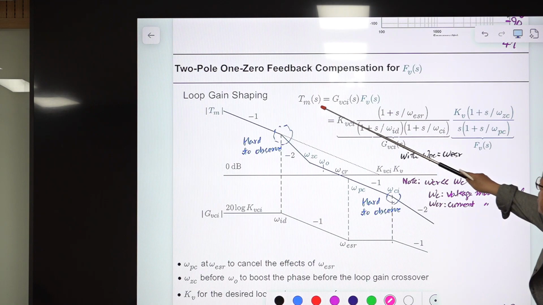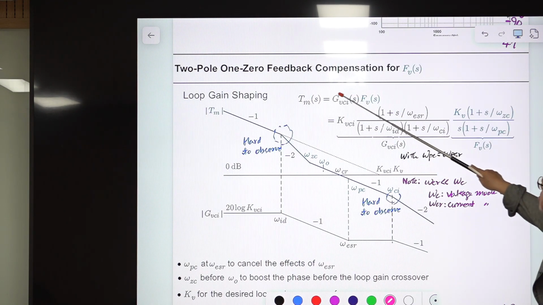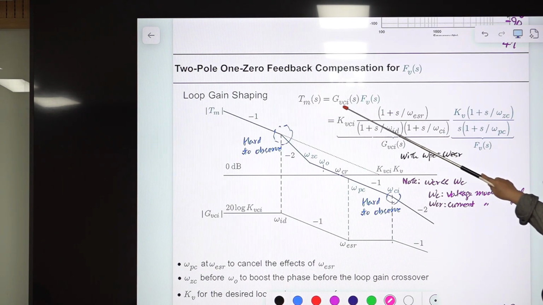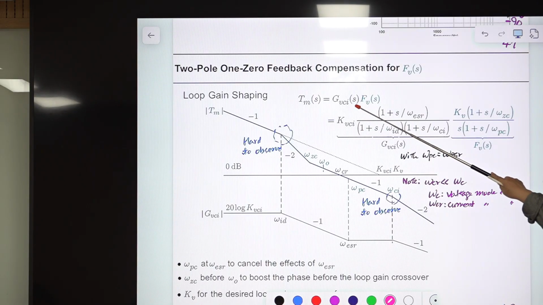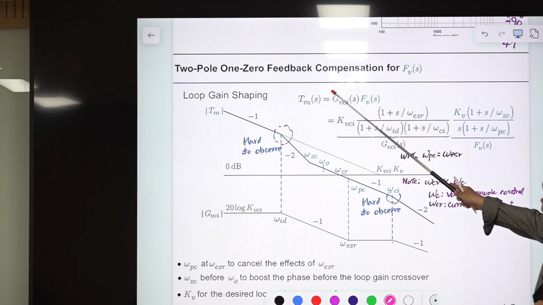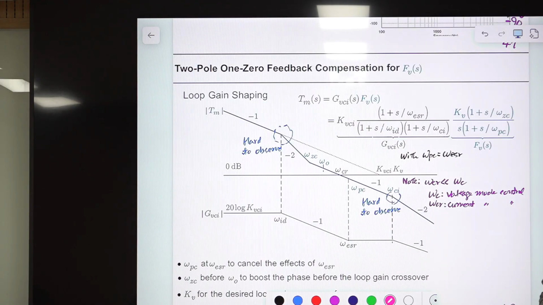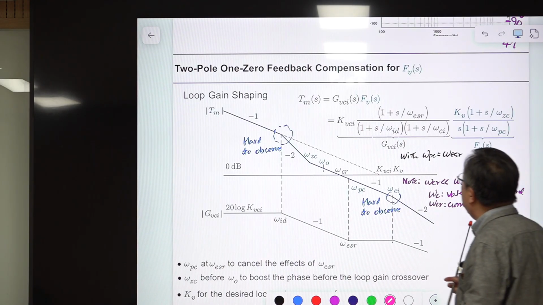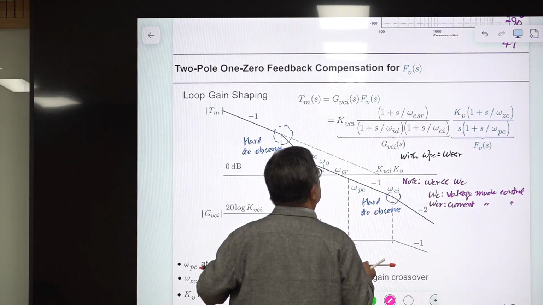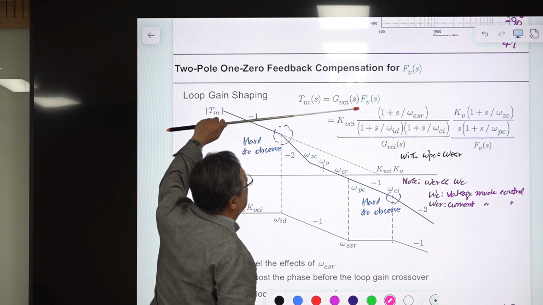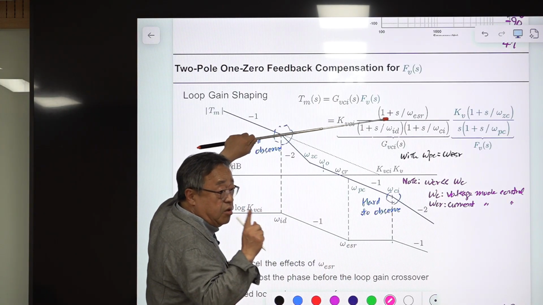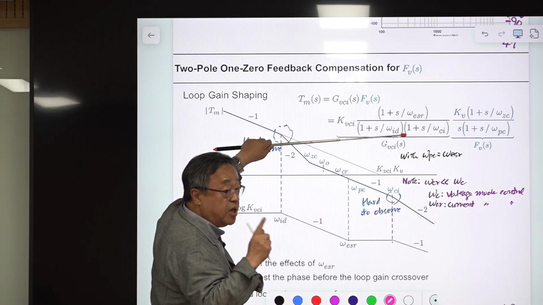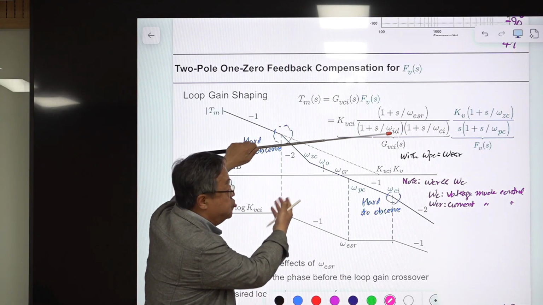This is the loop gain. Loop gain is this one. This is the control to output transfer function with the current loop closed, times FBS. This is the loop gain. You don't have FM or Ri or something else, because this guy contains all of them. We defined the new power stage model, including everything. So only this one is feedback.